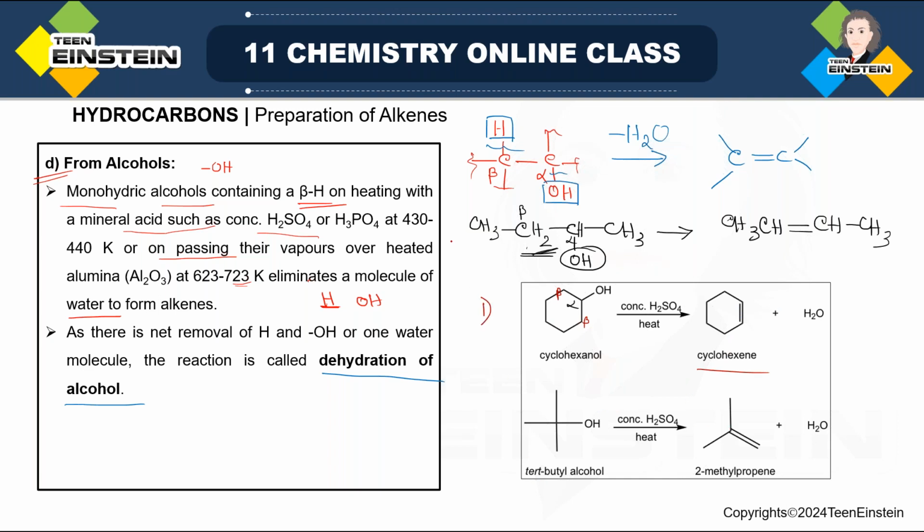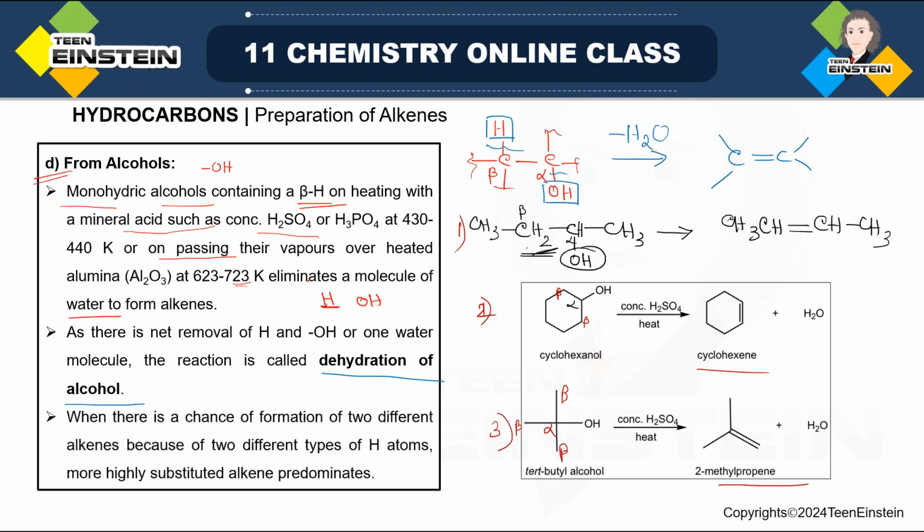Now this is the first example, this is the second, third example, tertiary butyl alcohol. In this case also this is the alpha carbon and all these methyl groups are basically beta. So you have a total of 9 beta hydrogens, and any of these beta hydrogens you remove, you will get 2-methylpropene. It doesn't matter which beta hydrogen you are removing, you will always get a product like this. So in these three examples, there is only one type of beta hydrogen.